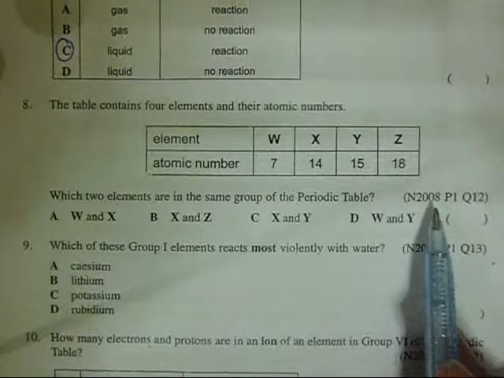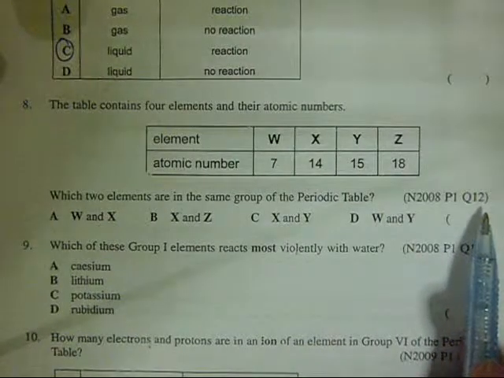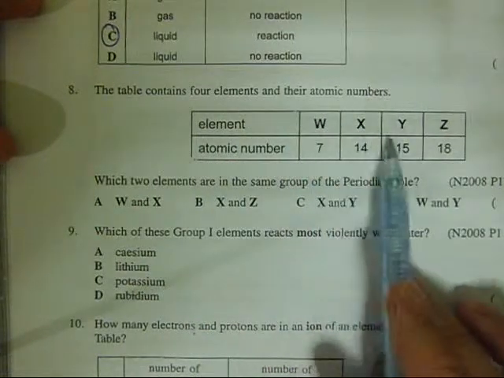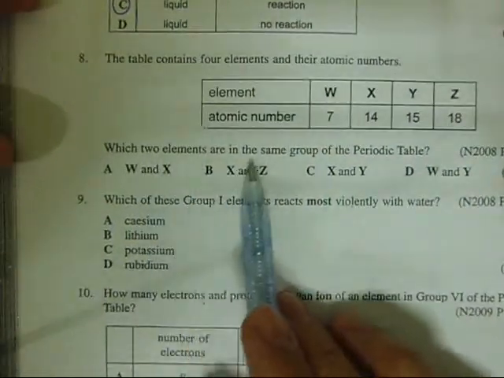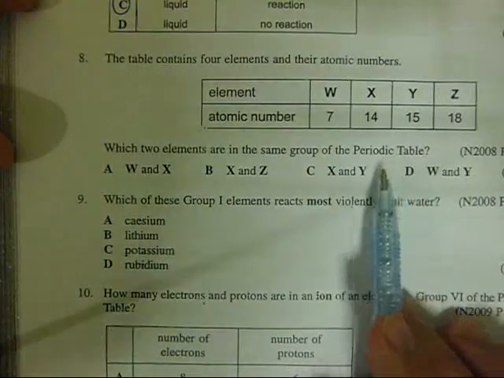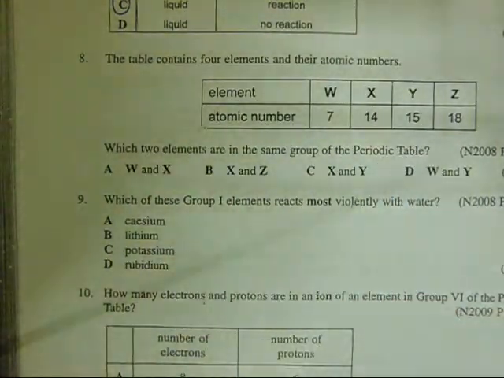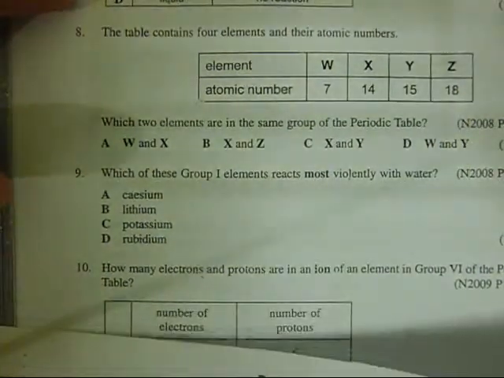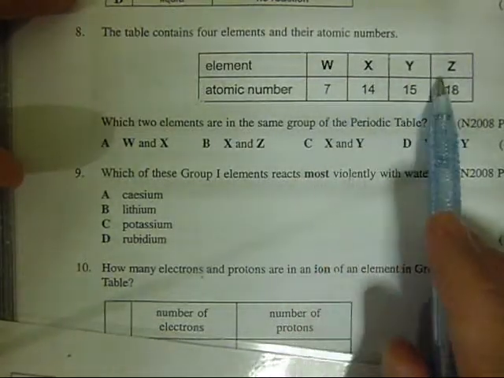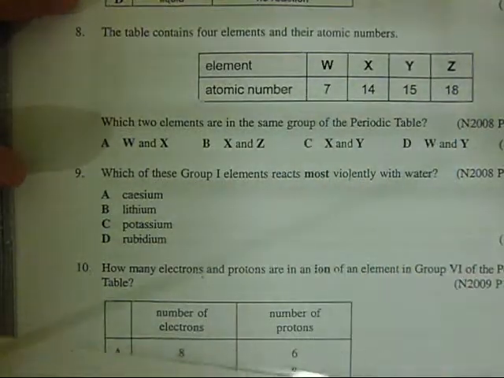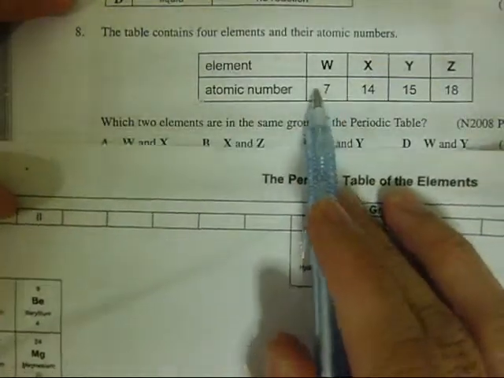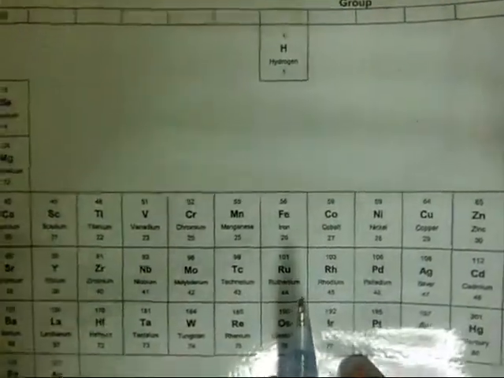Now this question is November 2008, paper 1, question 12. The table contains 4 elements and their atomic numbers, W, X, Y, Z, and which 2 elements are in the same group of the periodic table? So you just have to try and error. Try to locate these 4 elements in the periodic table. The first element is element W. The atomic number is 7. So where is 7? Let's look at the periodic table.